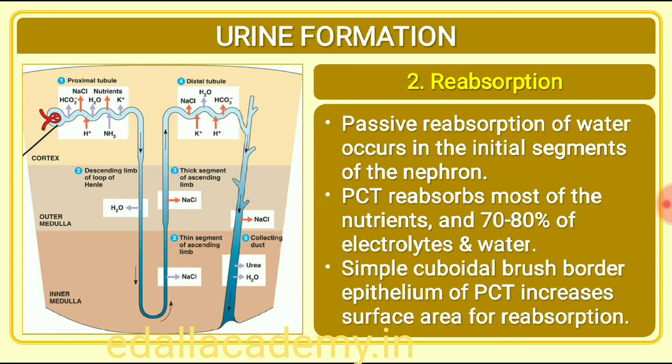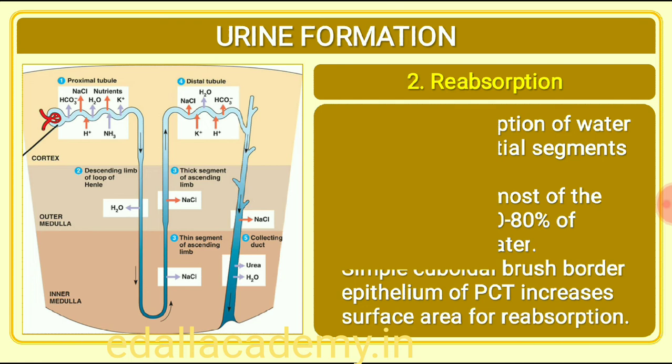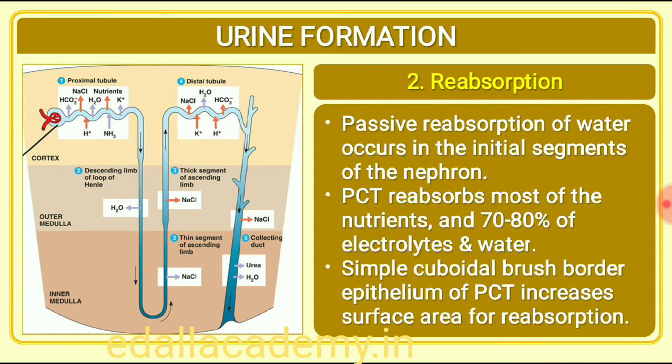Proximal convoluted tubule, PCT. PCT is lined by simple cuboidal brush border epithelium, which increases the surface area for reabsorption. Nearly all of the essential nutrients, and 70–80% of electrolytes and water are reabsorbed by this segment. PCT also helps to maintain the pH and ionic balance of the body fluids by selective secretion of hydrogen ions, ammonia and potassium ions into the filtrate and by absorption of bicarbonate ion from it.